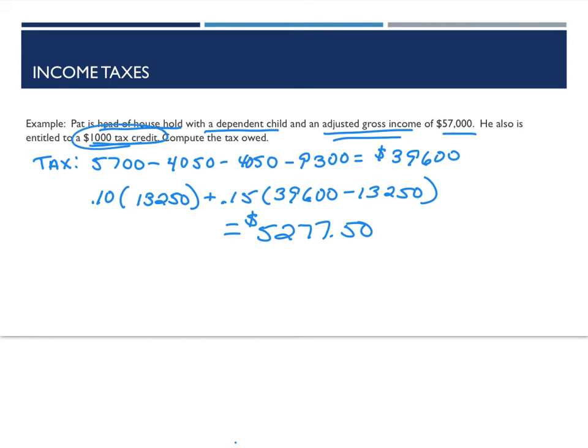But I've got this $1,000 tax credit that comes off his tax bill. So after I've computed his taxes, I get to deduct $1,000 off of that. So he actually only has to pay $4,277.50 in taxes. Now, there's some practice problems for you if you're following along with my notes. You want to make sure you do those, because this is a process that only gets easier to understand as you do it.